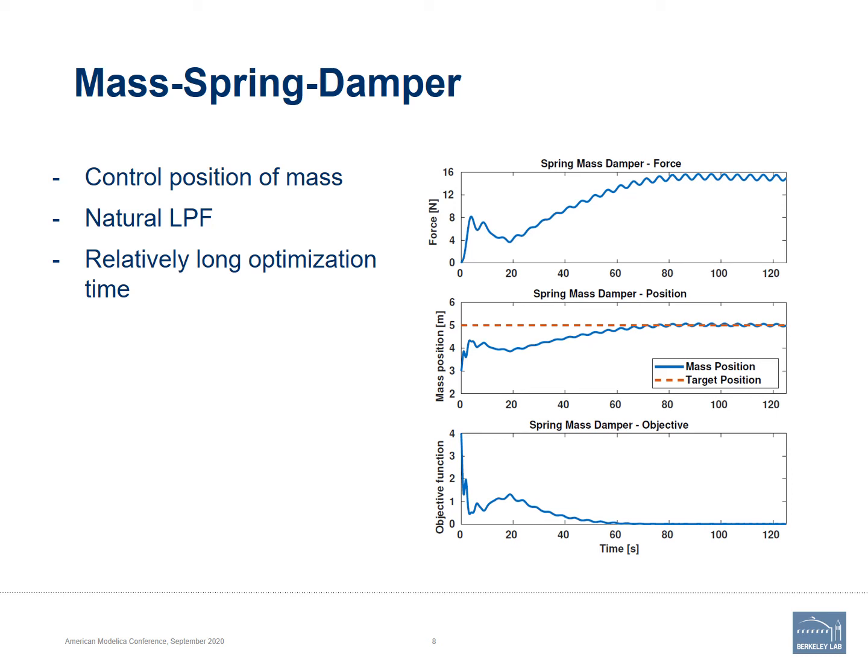But you can see that in this example, it takes relatively long to converge to the optimal value. And this is because the spring mass damper is a natural low-pass filter. So we have to apply a low frequency, which takes longer to converge than probing with a higher frequency. So for this example, the ES controller is not ideal. You could use other controllers, but we wanted to show that you can control different kinds of systems with the ES controller.